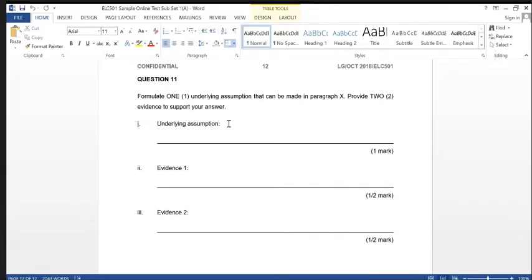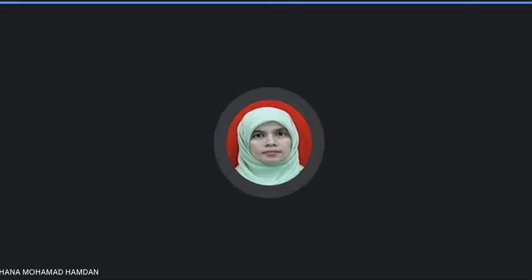It's interrelated. Topic relates very much with main idea, whereby assumption relates very much with the question of inference, and assumption here also requires evidence. Okay, so students, those are the 11 questions.